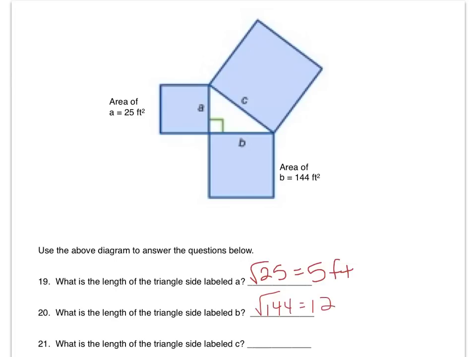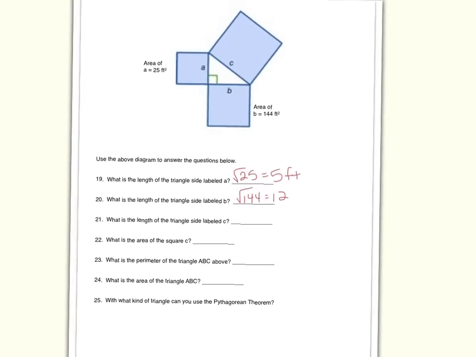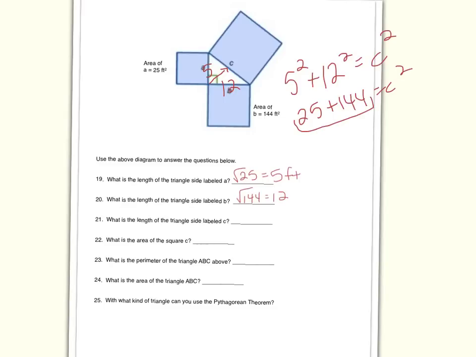So then, I'm going to have to zoom out a little bit. The length of the triangle side labeled C. Well, we just discovered that this is 5, this is 12, but I don't know C. So we do 5 squared plus 12 squared equals C squared. That's 25 plus 144 equals C squared. We add these together because it's on the same side of the equal sign. So now I have to do the square root of both sides. So I get 13 equals C. So the side is 13.